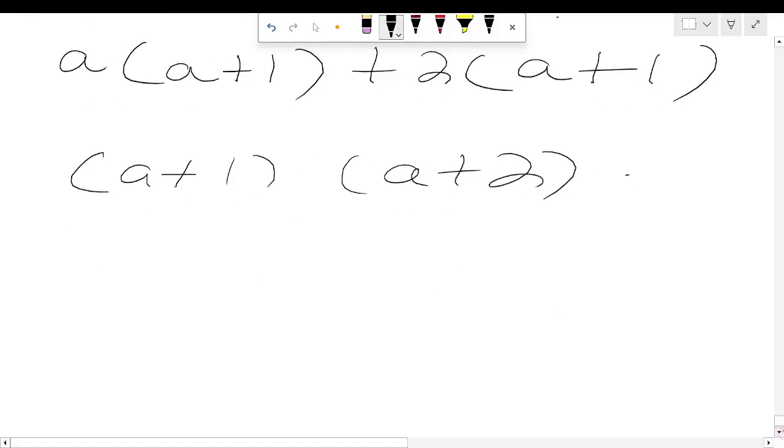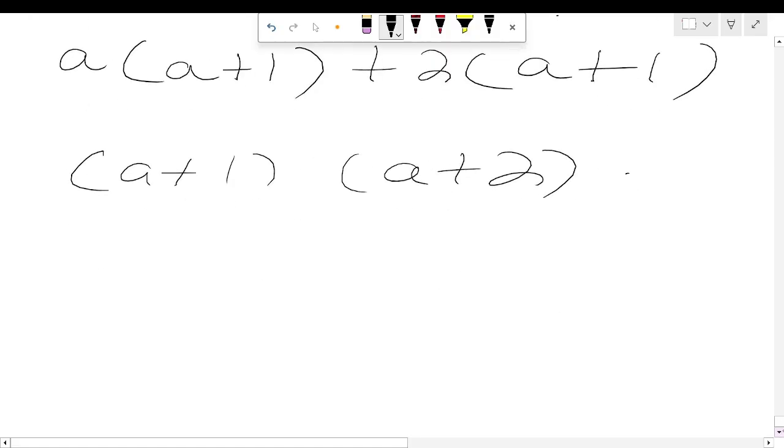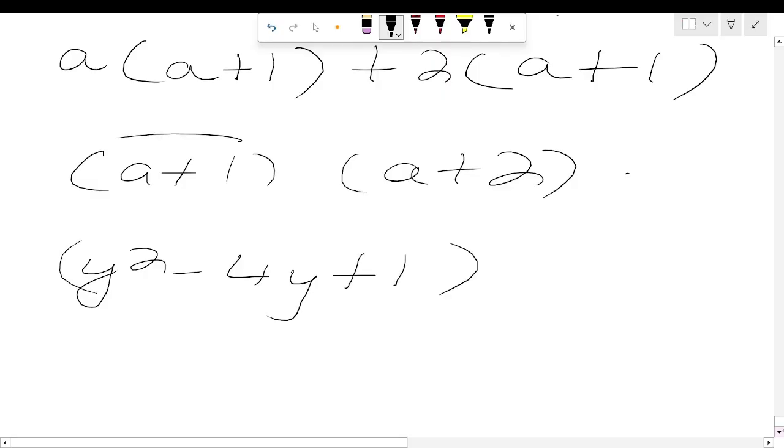So what do we need to do next? We'll write down the value of a again. So the value of a was y square minus 4y. So for this first term, it will be y square minus 4y plus 1. And for the second term, it will be y square minus 4y plus 2.